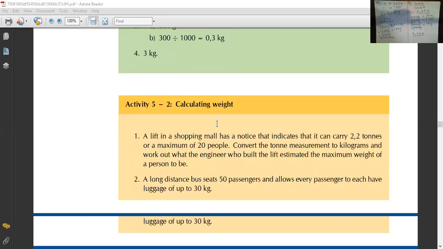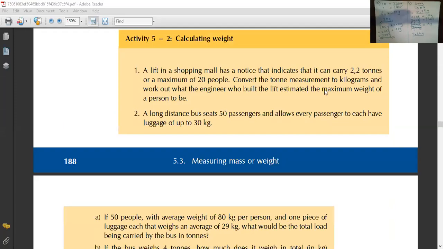Okay. So I have a question here. This is what we will start with tomorrow at 5. It says, a lift in a shopping mall has a notice that indicates that it can carry 2.2 tons, a maximum of 20 people. So I need you to calculate the estimated maximum weight of a person. That is what I need you to do. So this is what we start with tomorrow.